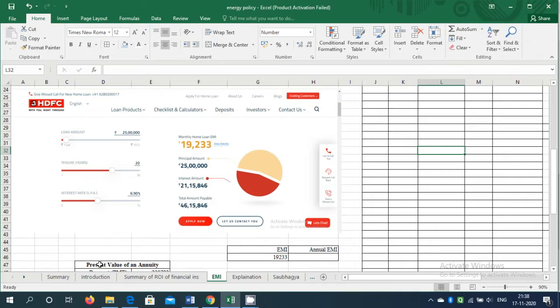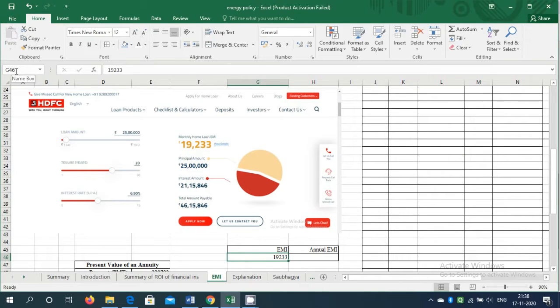You may think that this is a very big amount, but we have discussed the present value of annuity in my last session. There I have discussed this thing. So EMI is 19,233. In this, G46 means column G, and 46 is the row number. So here it is G46.